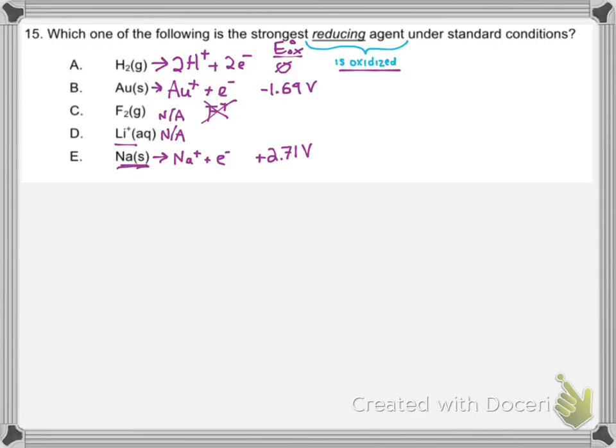But solid sodium can very readily be oxidized. In fact, this is a very favorable reaction with a whopping 2.71 volts. Since that's our most positive oxidation potential, this is going to be our best reducing agent.